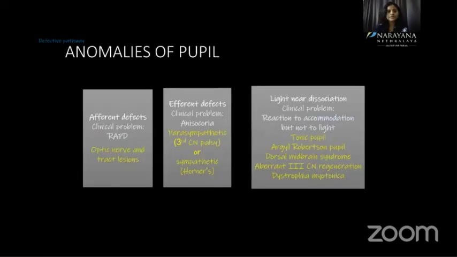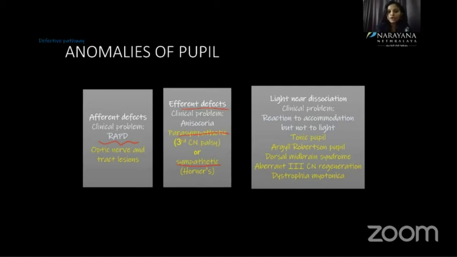So coming to the anomalies of the pupil, you have the afferent defects, which can be the problem with optic nerve and the tract lesions. And this is called a relative afferent pupillary defect if it is only in one eye, or it can be a bilateral afferent pupillary defect as well. The efferent defects result in a condition called anisocoria or unequally sized pupils. And this can be a problem with the parasympathetic supply, or it can be a problem with the sympathetic supply.